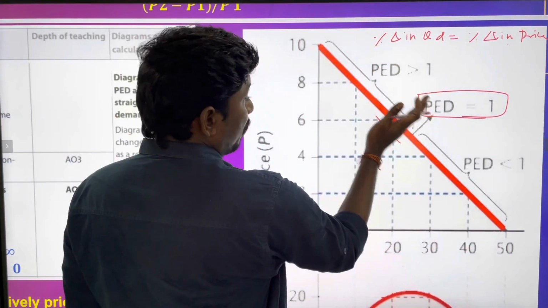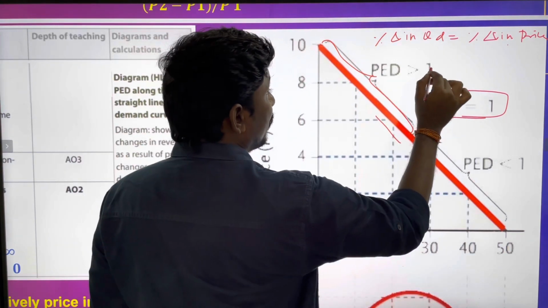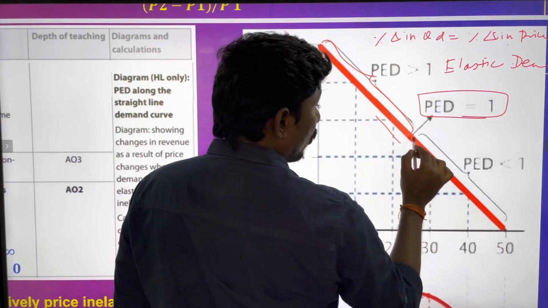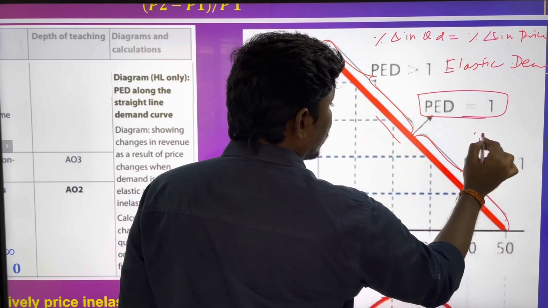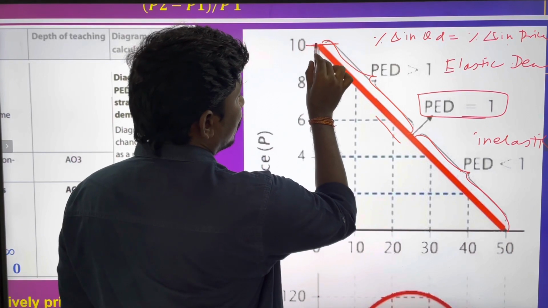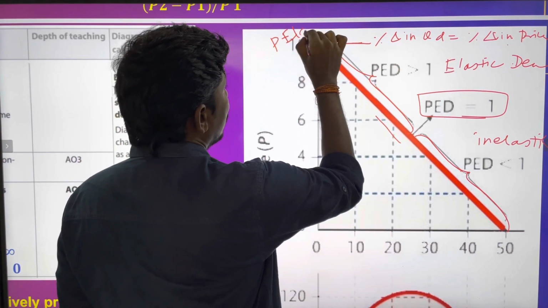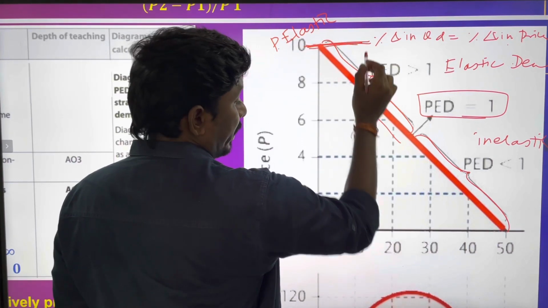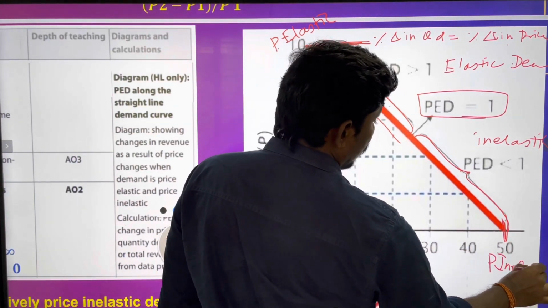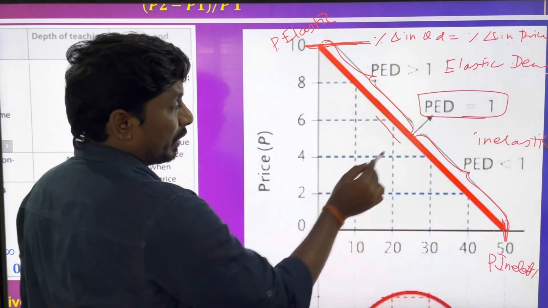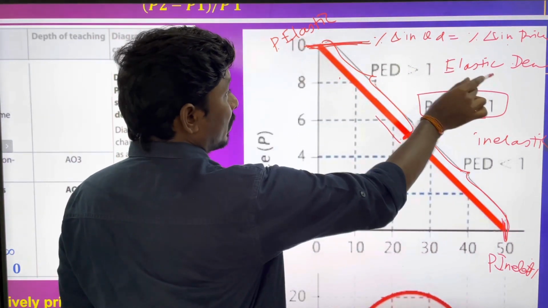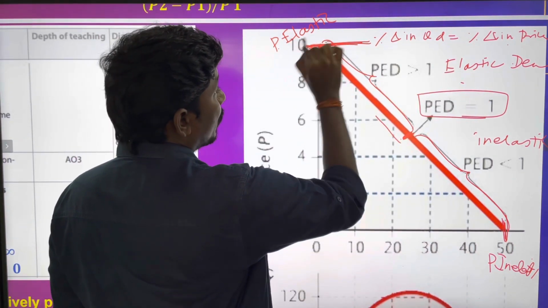And further, the upper portion of the demand curve will be the elastic portion, and the lower portion of the demand curve is said to be inelastic, and this price level is said to be perfectly elastic here, and meanwhile this portion is said to be perfectly inelastic. Okay, in a single diagram you can show that the midpoint is unitary elastic. The upper portion is said to be the elastic demand curve, and this is said to be perfectly elastic.